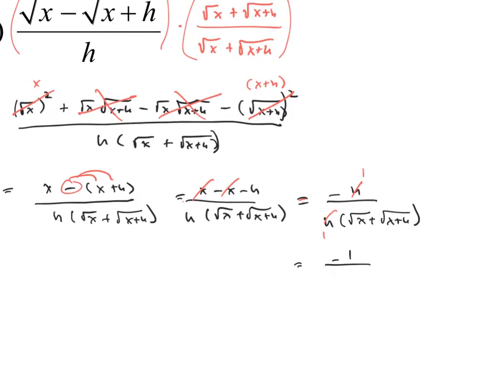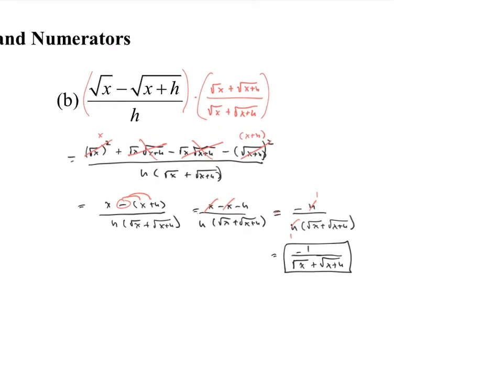So here I'd end up with negative 1 over the square root of x plus the square root of x plus h. Looks crazy, I know, but that's what it is. This algebra is huge for you, absolutely huge. If you go back to the motivation of the problem, I told you, what if we plugged in h equals 0? Well, if we plugged in h equals 0 to the original problem that we had, we would have had square root of x minus square root of x on top, which is 0, and a 0 on bottom. So we would have 0 over 0, which is indeterminate form and undefined.